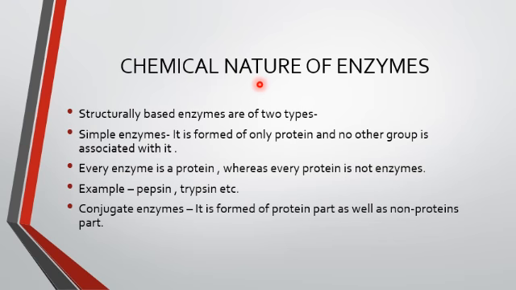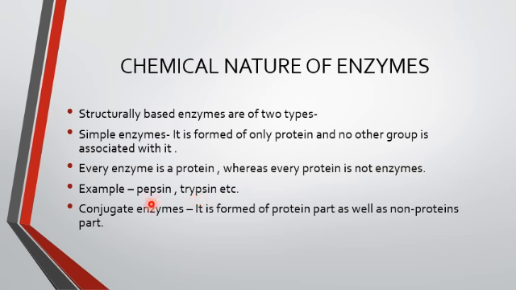Chemical nature of enzymes. Structurally, enzymes are of two types. One is simple enzyme. A simple enzyme is formed of only protein and no other group is associated with it. Every enzyme is a protein, but every protein is not an enzyme, because proteins have many other functions like transportation, hormone formation, and formation of antibodies, but all enzymes are protein in nature and they are very specific in their actions.